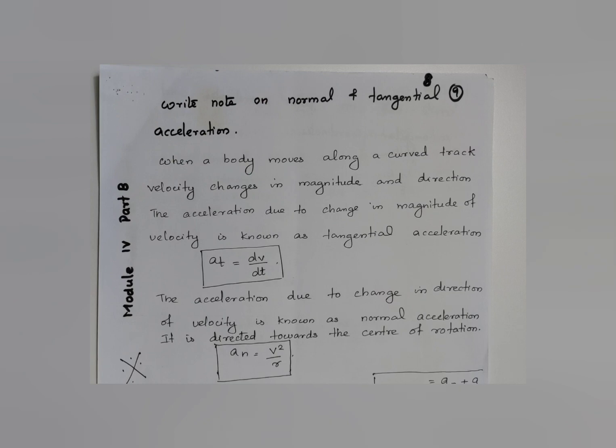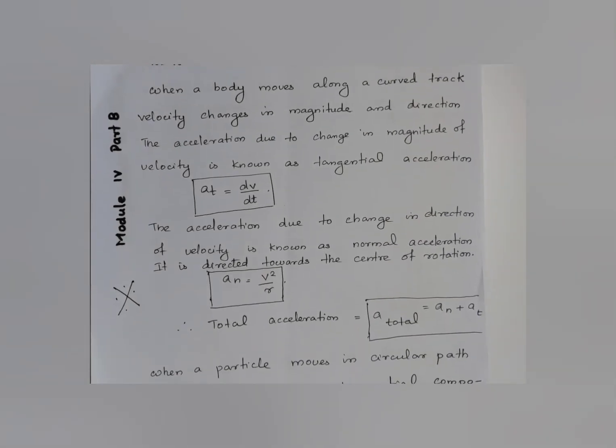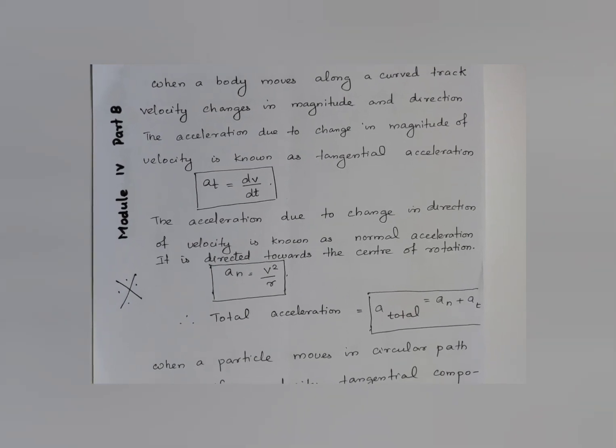Next is a very important topic from module 4. That is write a note on normal and tangential acceleration. So when a body is moving along a curved track, velocity changes both in magnitude and direction. So the acceleration due to change in magnitude of velocity, that is known as the tangential acceleration, which is denoted as at. That is equal to dv by dt.